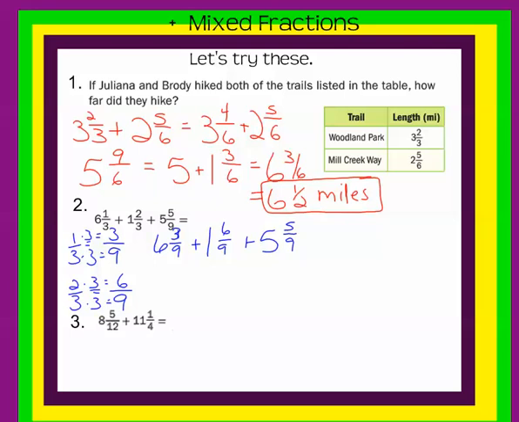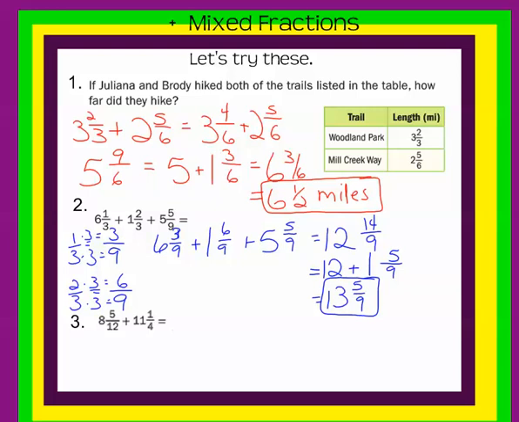So we can add the whole number portions, and we get 12. And 3 plus 6 is 9, plus 5 is 14/9. And then when I simplify that improper fraction, I get 12 plus 1. 9 goes into 14 one time. We have 5 left over. And so that is giving me 13 and 5/9.